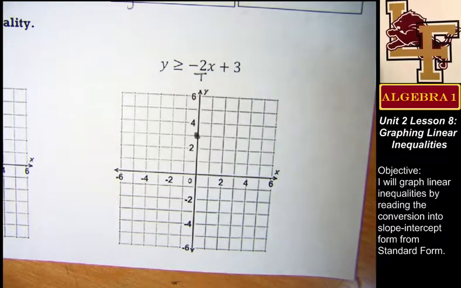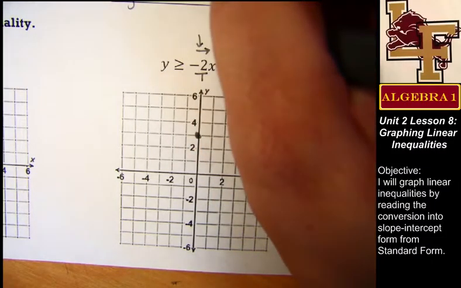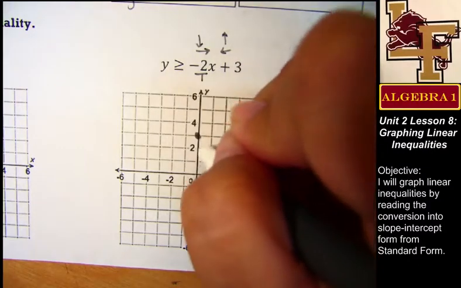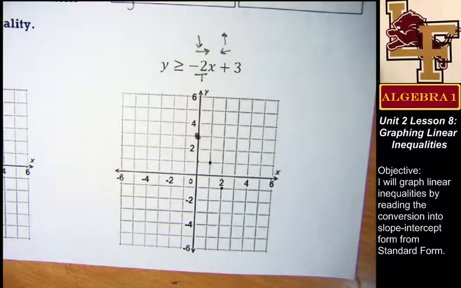You go down the 2. Right? Down 2 to the right 1. Down 2 to the right, and then up 2 to the left. Beautiful, because this is a negative slope, so I can go down and to the right, or I can go up and to the left. Whichever one you like the best. And then you'll grab your handy-dandy protractor.